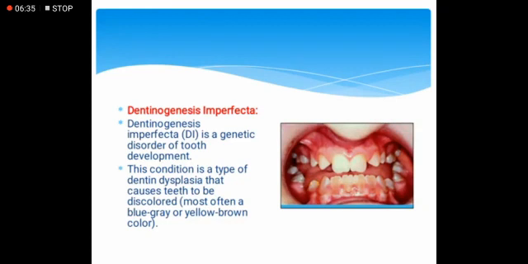Dentinogenesis imperfecta is a genetic disorder of tooth development. This condition is a type of dentin dysplasia that causes teeth to be discolored, most often a blue, gray, or yellow-brown color.